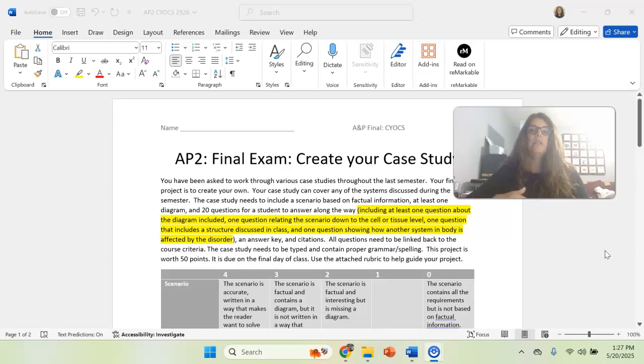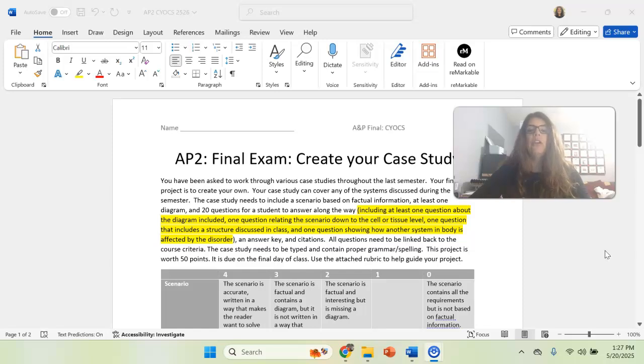The second question that's required is that you need to involve the cellular or tissue level of organization in one of your questions. That might be like, name a cell that's found in this, or what cell is involved in this particular disorder, or what are the tissues that make up this particular organ that's involved, however you want to do it.